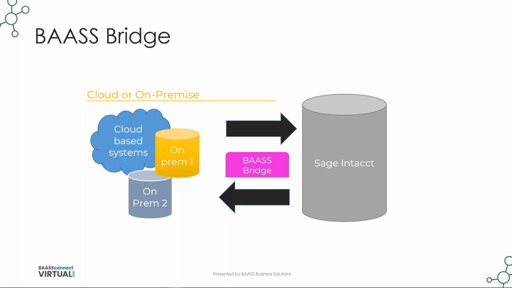BAASS Bridge supports both cloud-based system integrations as well as on-premise. So if you're running, let's say, a hosted payroll system or a cloud-based payroll system, and you have a custom system that's running on a SQL, you can use the same engine, the BAASS Bridge, to achieve both system integrations with your Sage Intacct. So it's one engine that will pull data from multiple systems in and out of Sage Intacct.